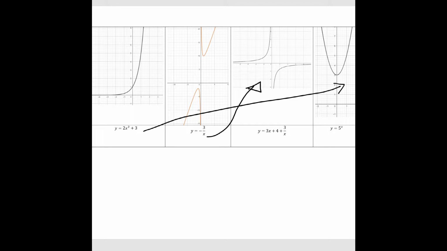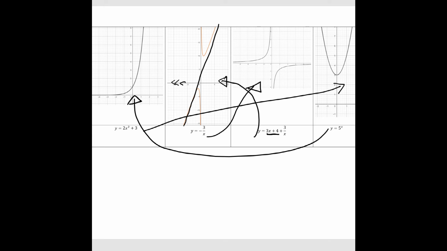The next one is a slightly trickier hyperbola. We can see it has the 3x plus 4 part, which means that as x gets very large, it will approach the line 3x plus 4. Similarly, as x gets very negative, so down here, it will also approach the line y equals 3x plus 4. So this is going to be the second graph. Finally, we have y equals 5 to the x. This is exponential. That's clearly the first graph because the first graph goes through (0, 1), and as x gets very large, it becomes very large, and as x gets very small, it approaches the x-axis.